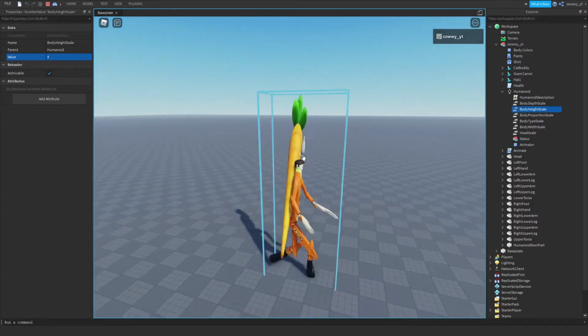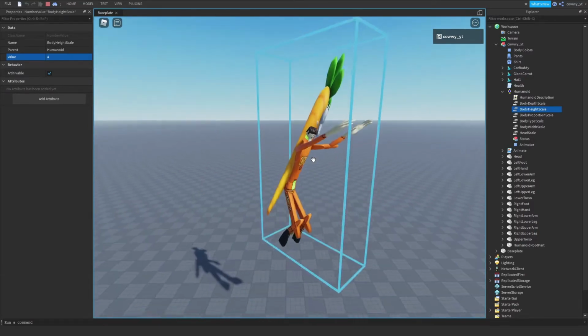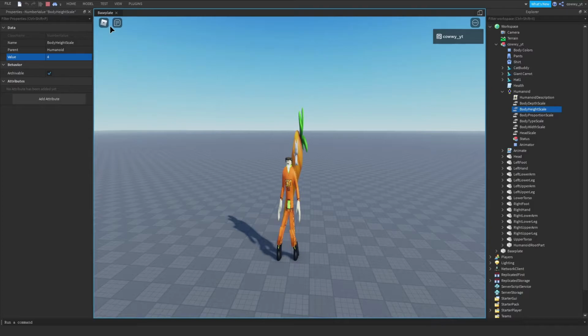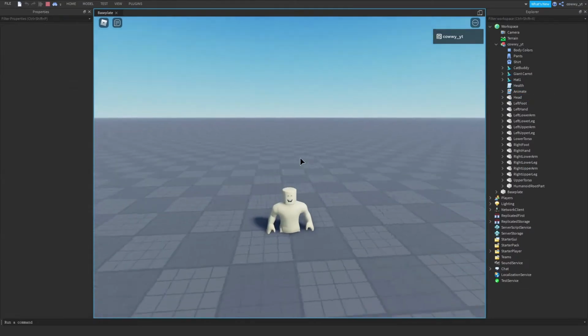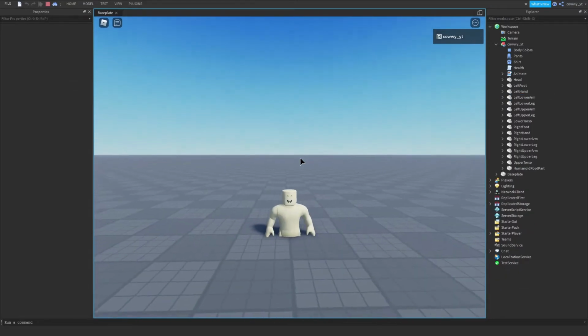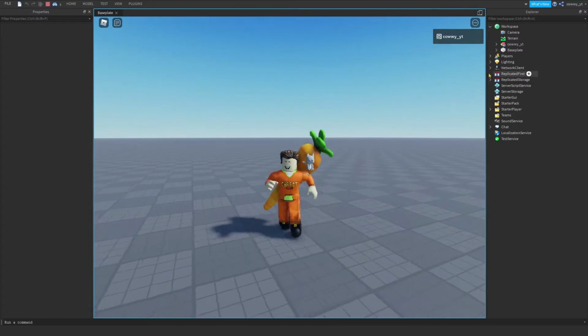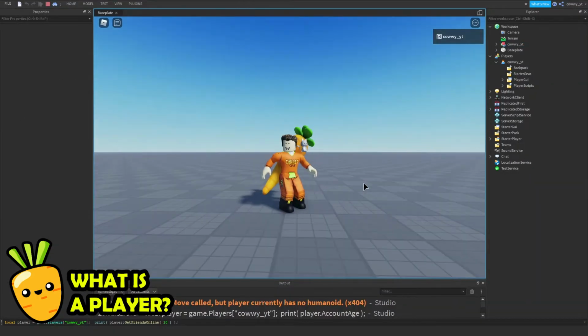So your humanoid gives you the ability to move, jump, sit, take damage, and even die. So essentially, humanoid is there to control the character. If I were to remove the humanoid, the character would just break and you won't be able to do anything until you respawn. And finally, we got the player.